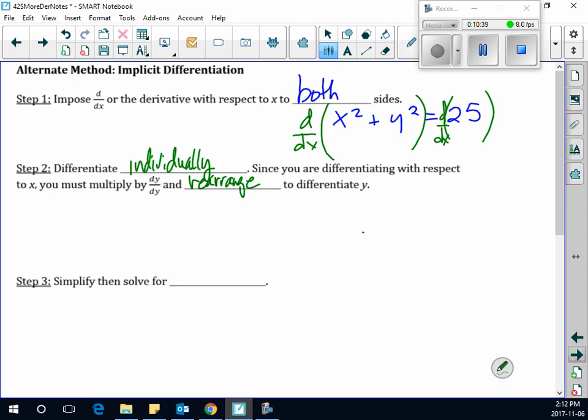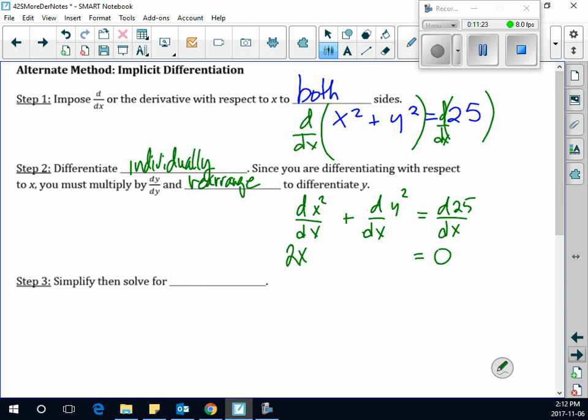So I'm going to differentiate individually. So I'm going to write this. d(x squared)/dx plus d(y squared)/dx equals d(25)/dx. So all I did was differentiate them all individually, and that's a legit move of differentiating, right? Okay, so the thing here is I can find the derivative of x squared with respect to x. That's pretty easy. What do I get? I get 2x. And I can find the derivative of 25 with respect to x. That's pretty easy. What is that?